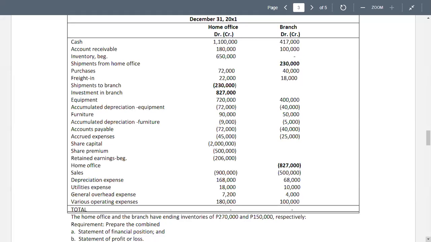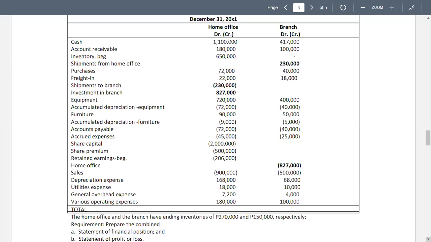Retained earnings, beginning, share premium, 500,000 credit. Retained earnings beginning is 206,200. Please make the correction. So we extend it under the combined balances column, credit 206,200. Then home office is already eliminated.